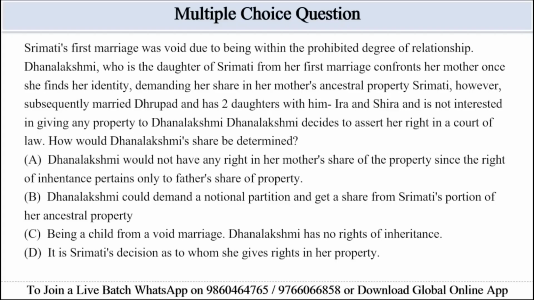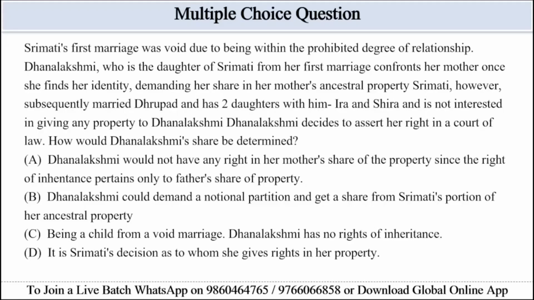So, can Dhanalakshmi inherit Mother Smriti's ancestral property despite being born from a void marriage? This is the question here. So, the passage says children from void marriages have inheritance right to notional partition. So in case of option A, Dhanalakshmi would not have any right in her mother's share of the property, since the right of inheritance pertains only to a father's share of a property. So this one is incorrect.